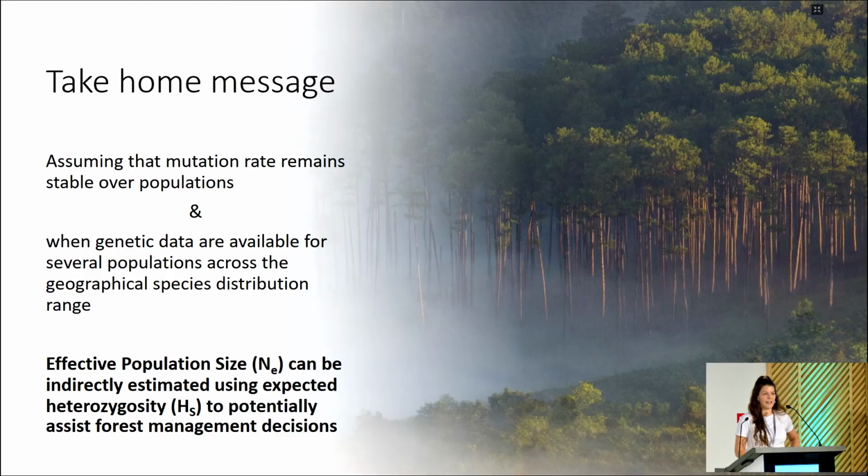And again, I'm going to stress this assumption because I think that it's important to keep that in mind. When we have genetic data available for a large portion of the geographical distribution of the species, then we can indirectly estimate effective population size using mean or standard deviation of expected heterozygosity and potentially assist in some forest management decisions.